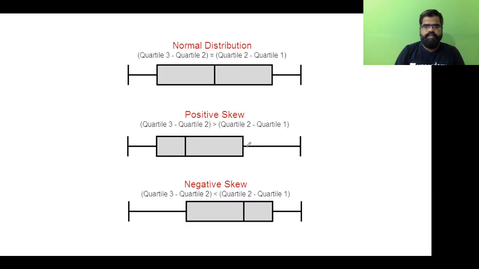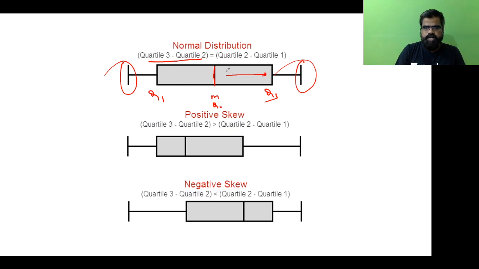Now, let's see what is happening here. Student, this is your smallest value, this is your largest value, this is your box, and the line has divided it. So can I say this is median? Can I say this is Q1? Can I say this is Q3? Now Q2 is the median, equivalent to Q2. Can I say Q3 minus Q2, which is this part of the graph, is equal to Q2 minus Q1, this part of the graph? It is the same. So if Q3 minus Q2 is equal to Q2 minus Q1, this is normally distributed.